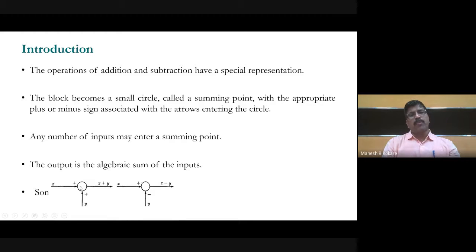So for this summing point, the inputs may be many, but your output is only one. Here also, at the difference point, your inputs may be many. There may be a third input, like x plus y plus z, or x minus y minus z, or like that, but your output is only one. So there may be any number of inputs. This is called the summing point. The number of inputs may be more, but the output is only one, right? I hope you have understood what is meant by the summing point in the block diagram.